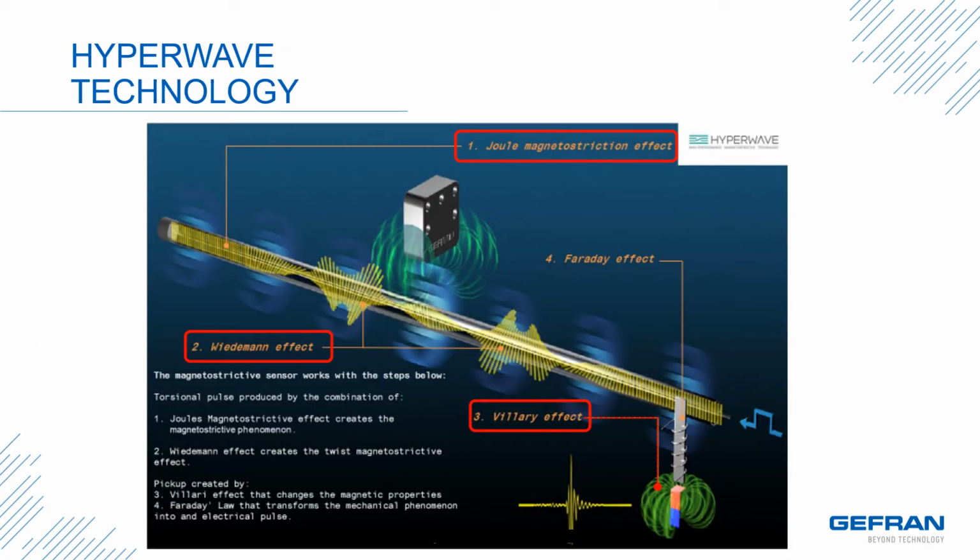So what is Gefran's new Hyperwave technology? Hyperwave refers to a series of product improvements to the design of magnetostrictive sensors involving the 4 physics principles we discussed previously. The Joule magnetostriction effect is utilized by the metal wire of our waveguide. The cursor causes a Wiedemann effect, which creates the torsional waves that travel along the waveguide. The Villari effect and Faraday's law are utilized by the receiving coil.